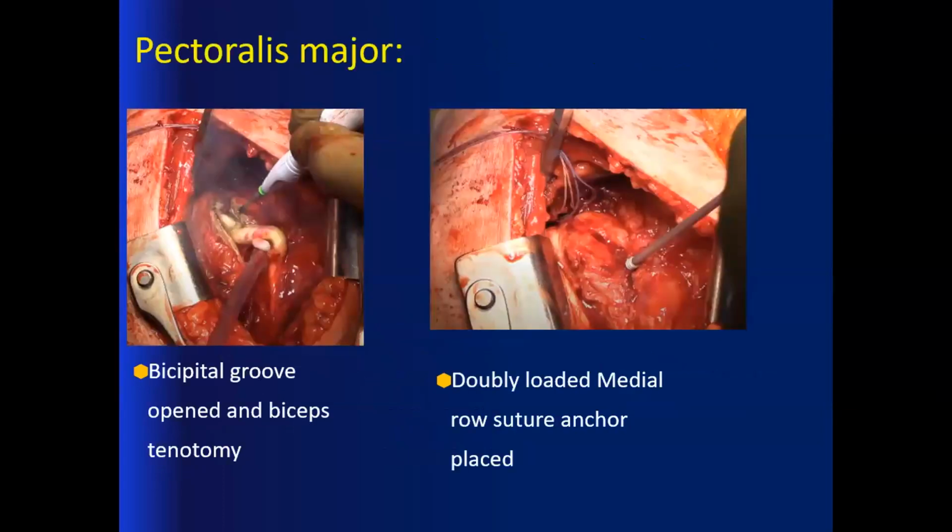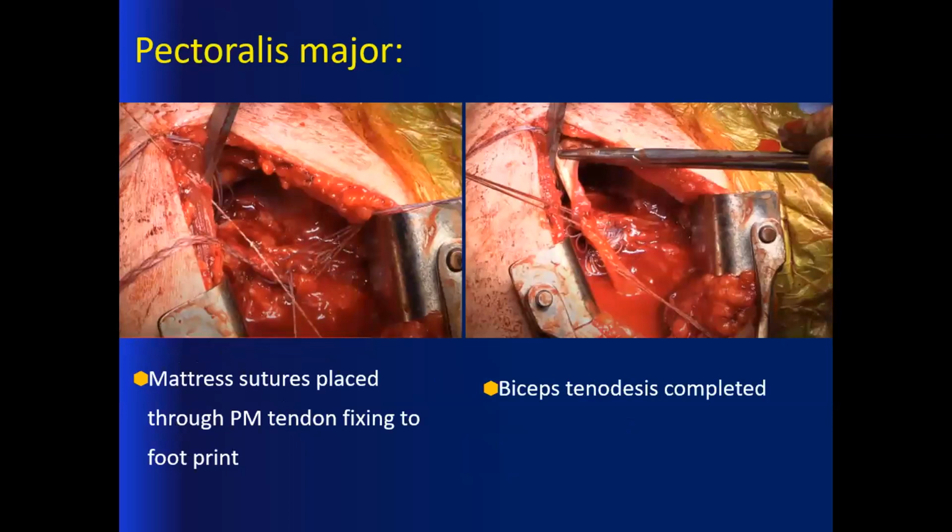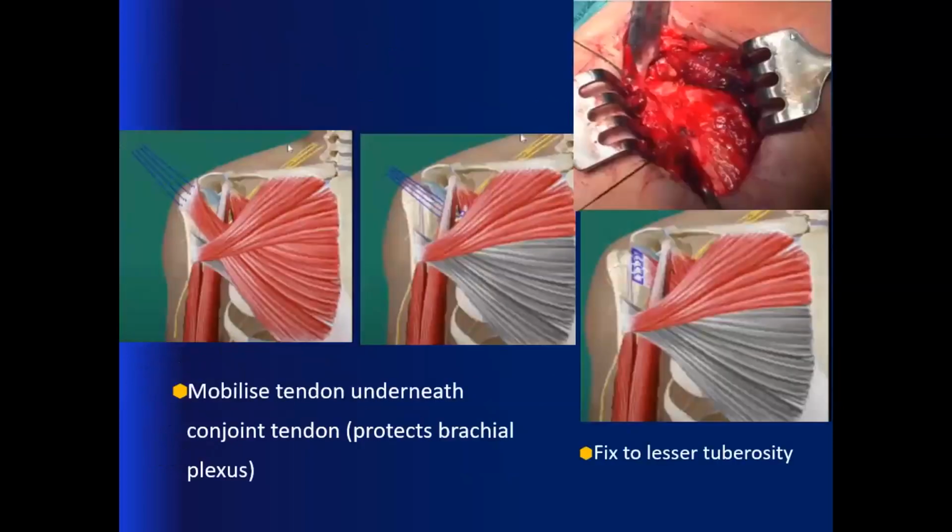Then we have to release the biceps tendon, which is further incised completely. Then initially, a medial row suture anchor is placed, followed by a mattress suture placed through the pectoralis major tendon, fixing it to the footprint, followed by the biceps tenodesis. Then we have to mobilize the tendon underneath the conjoint tendon, thereby protecting the brachial plexus, and it is fixed to the lesser tuberosity.